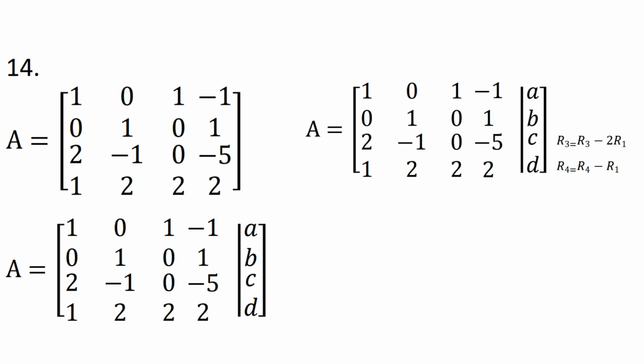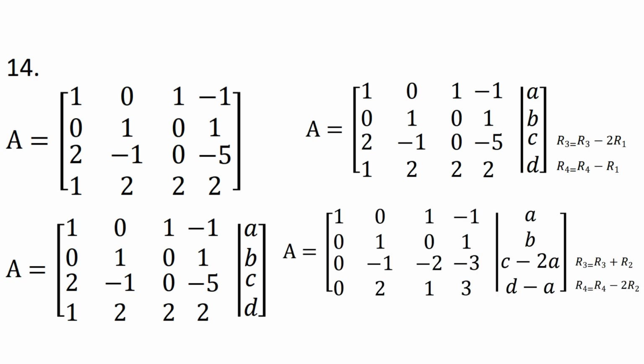So we have here our new matrix. A is equal to: column 1 we have 1, 0, 0, and 0. Column 2 we have 0, 1, negative 1, and 2. Column 3 we have 1, 0, negative 2, and 1. And column 4 we have negative 1, 1, negative 3, and 3. And the last column we have A, B, C minus 2A, since our row 3 is C and our row 1 is A, D minus A, since our row 4 is D and our row 1 is A.